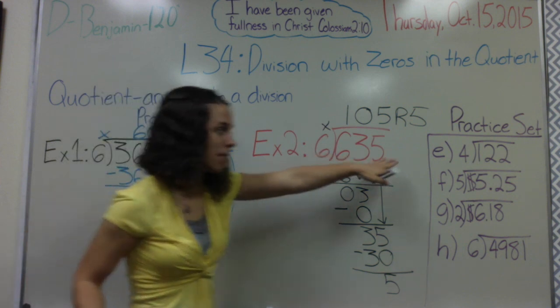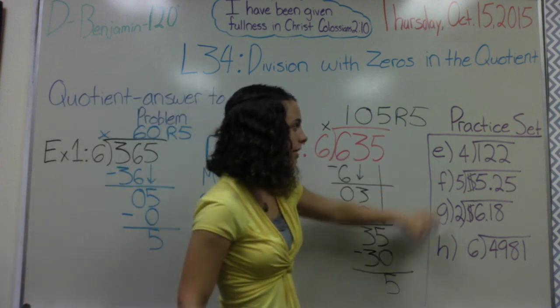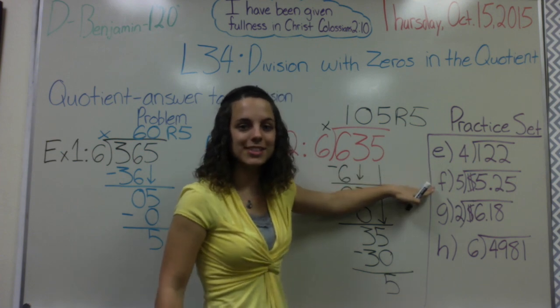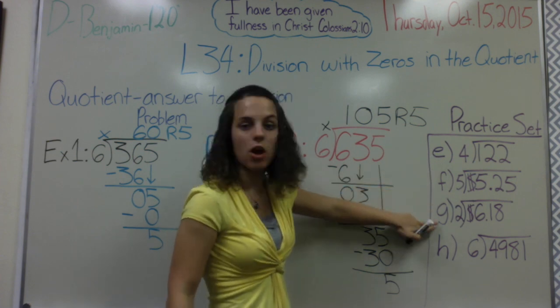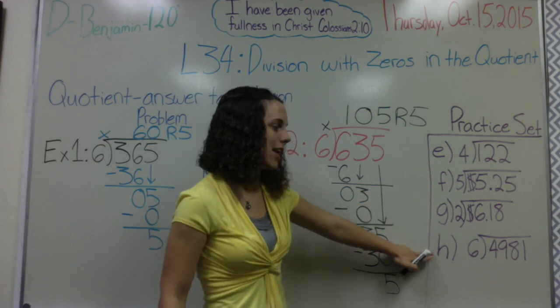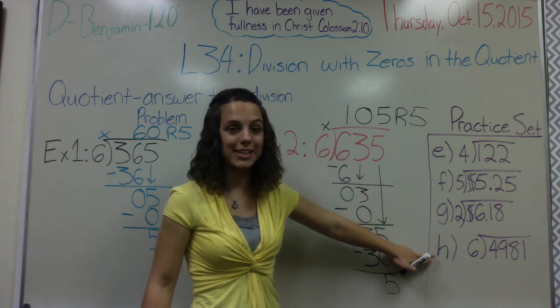This is your practice set problems that you'll be doing. 122 divided by 4, $5.25 divided by 5, $6.18 divided by 2, and 4,981 divided by 6.